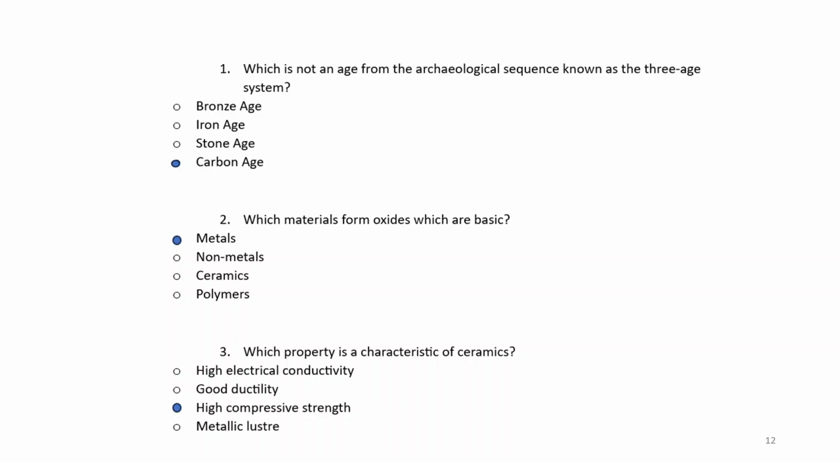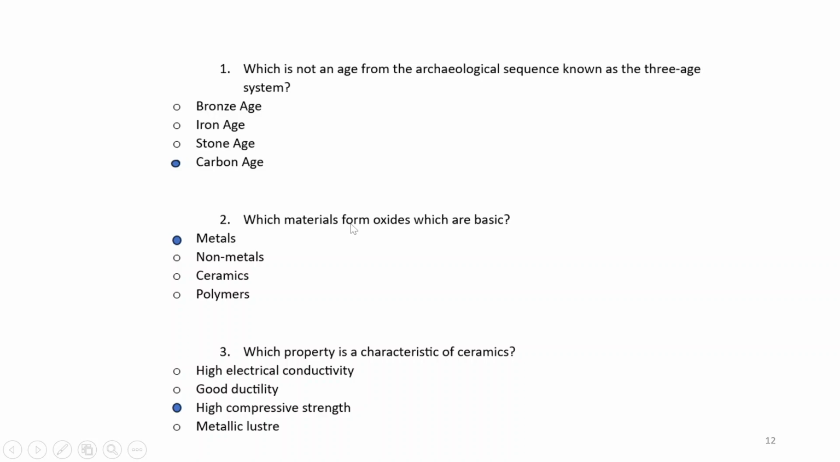Now some other questions. Which is not an age from the archaeological sequence known as the 3-age system? Your options are Bronze Age, Iron Age, Stone Age and Carbon Age. From lecture slides also you will read and you'll know the answer, that these 3 ages are the part of the archaeological sequence. Carbon Age is not a part of this system.